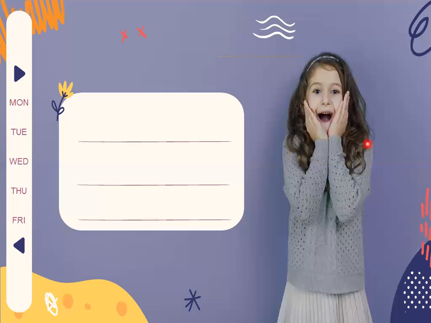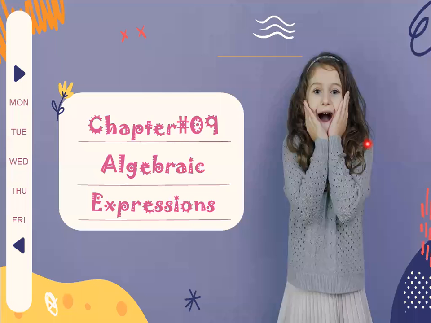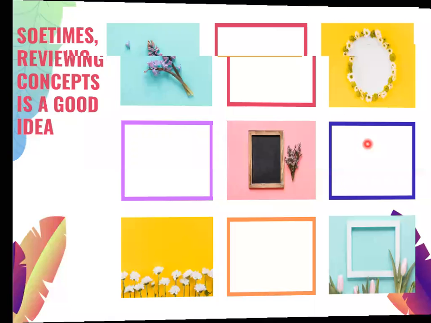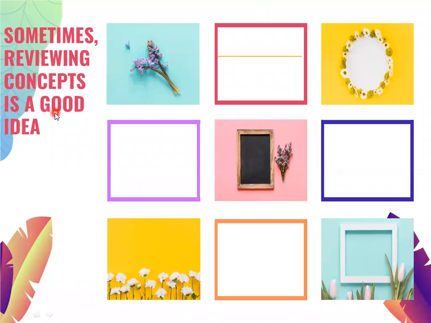So, students, which chapter are we going to review today? Chapter number 9, that is algebraic expression. This is the chapter from which I'm going to give some review topics and questions. Not the whole chapter, only some topics of this chapter. As you know, sometimes reviewing concepts is a good idea.